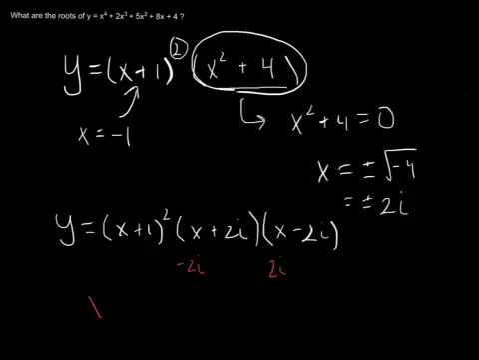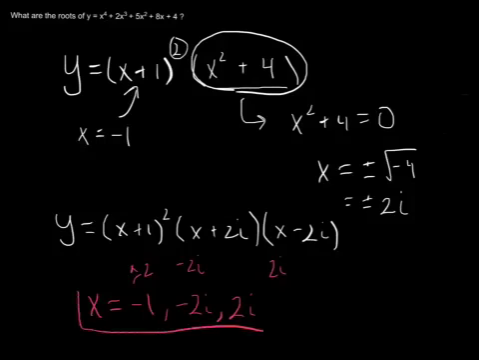My first root is x equals negative 1. Then I also have negative 1 again. This has multiplicity 2. And then I have a root at negative 2i and a root at positive 2i. And so there are my four roots.